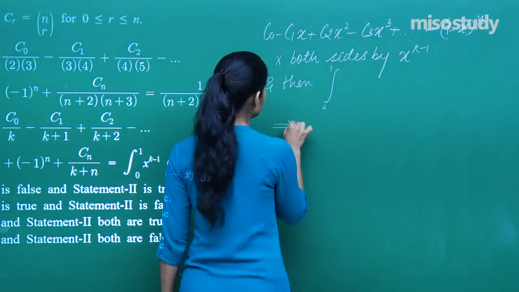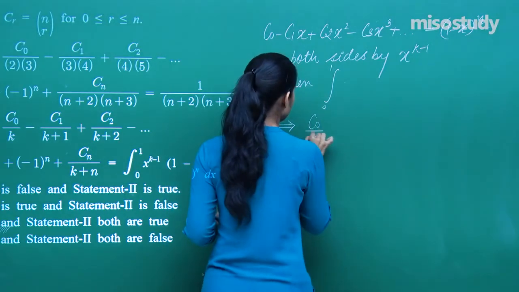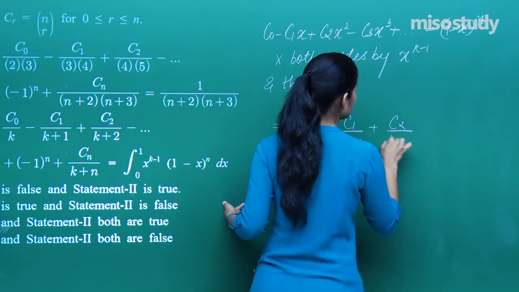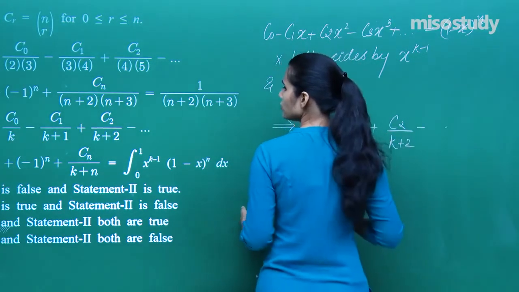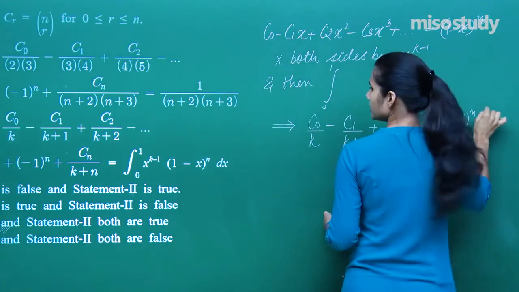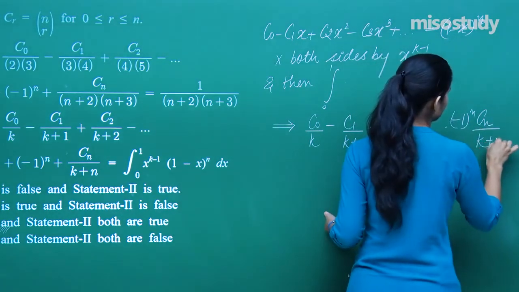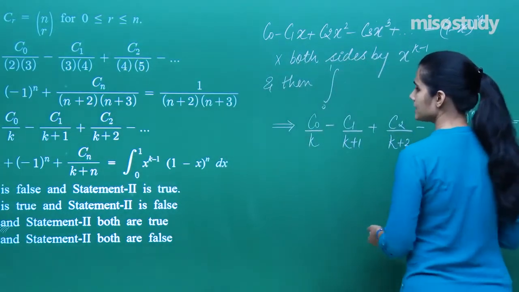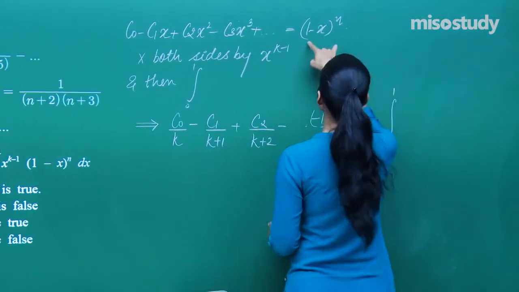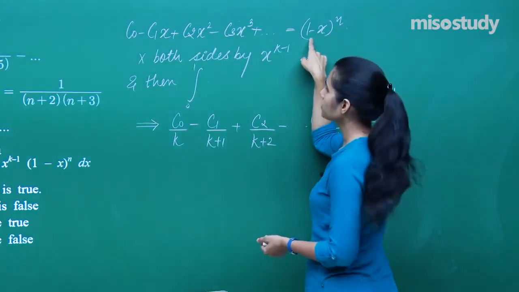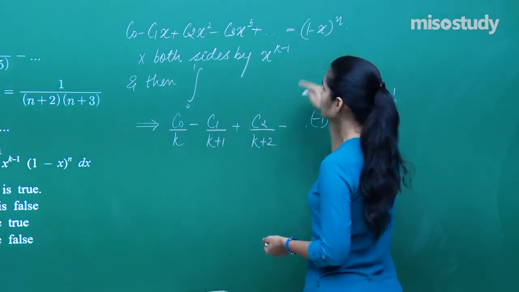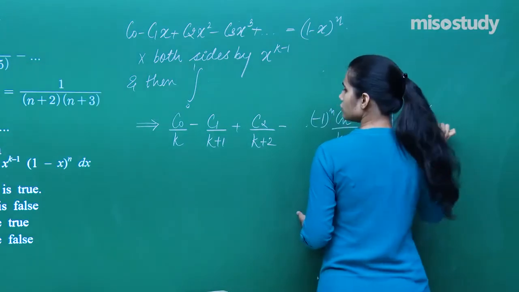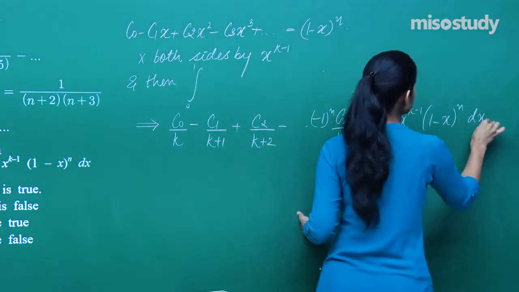When you do that, you basically get your statement 2, which is C0 by k minus C1 by k plus 1 plus C2 by k plus 2 minus and so on minus 1 to the power n Cn by k plus n. Okay, and on the right hand side also you are going to get the integral from 0 to 1, because this is (1 minus x) to the power n, you multiplied x to the power k minus 1 both sides and then integrated from 0 to 1. So you are very easily going to get the integral of x to the power k minus 1 into (1 minus x) whole to the power n dx.